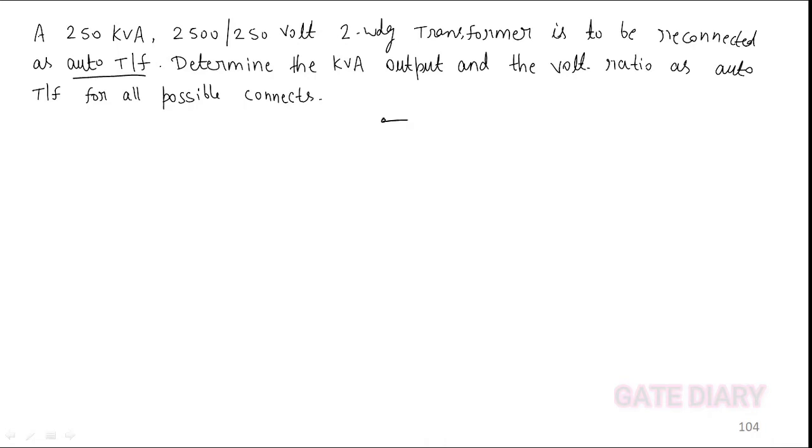Okay, there is one transformer of 250 kVA, two winding transformer. This is basically 250 kVA. So this is a two winding transformer, 2500 volt primary voltage and 250 volt secondary voltage. These are the dot convention which I wrote here. This is winding AB and this is winding CD.